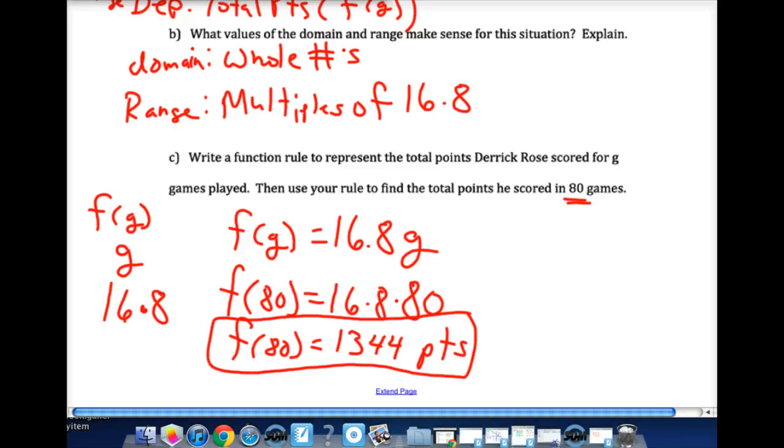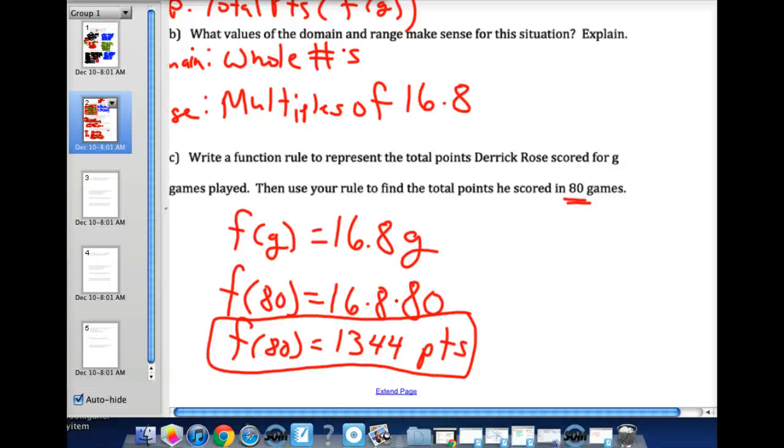All right, try one more. You've got a second one in the back. It's real similar to this. See if you can do this one. You guys are making huge progress with this stuff.